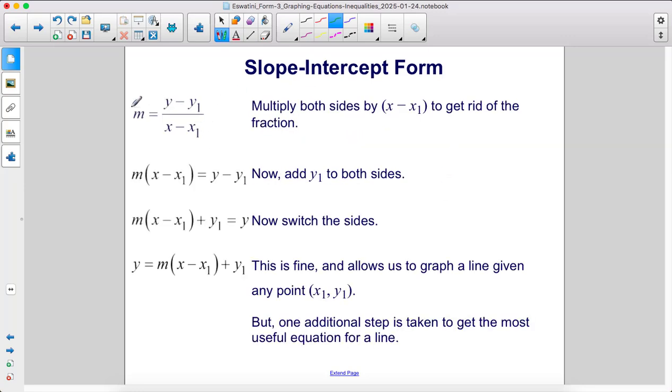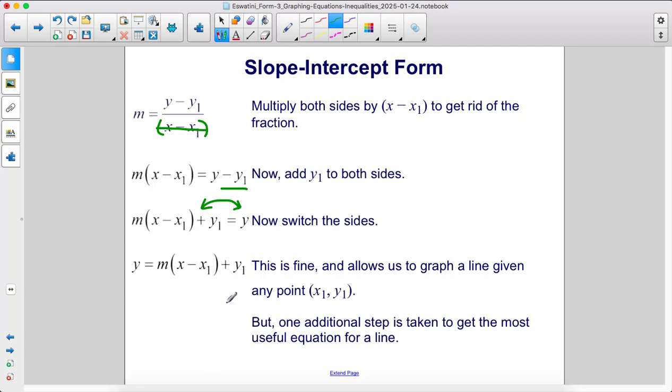First, we multiply both sides of the equation by x minus x1 to get rid of the fraction. So now it's gone over here and it's on the left side, like here. Next, we're going to add y1 to both sides. And now let's just flip the whole equation around so that y is on the left side. This is fine and allows us to graph a line given any point.